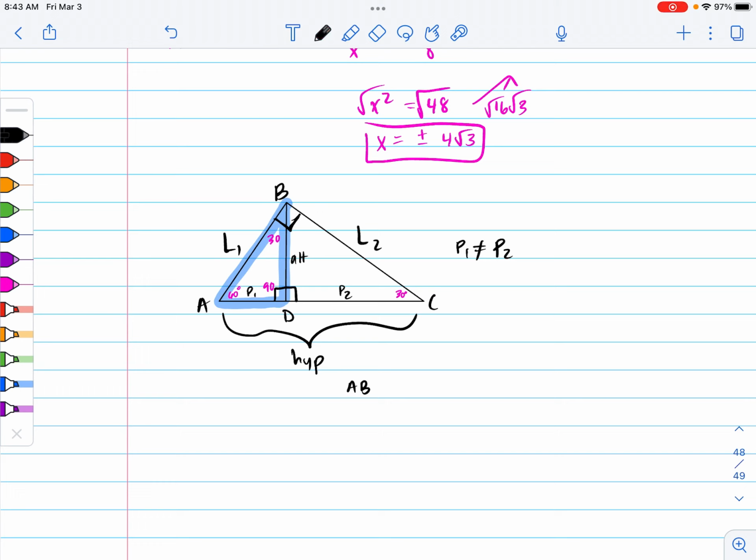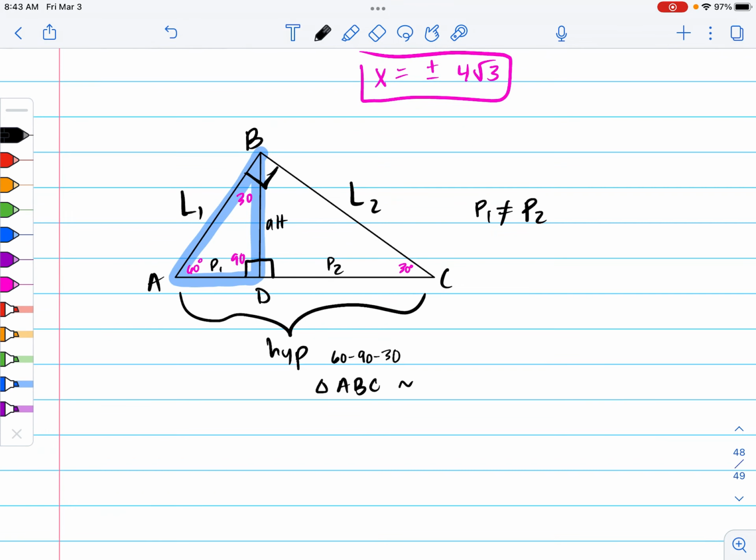So we could actually complete this statement. Triangle ABC is going to be similar to, and I went from 60 to 90 to 30, so we have to follow that same order in the big triangle. This is our red triangle. Now let's organize this by color. Why not? So this is our red triangle.